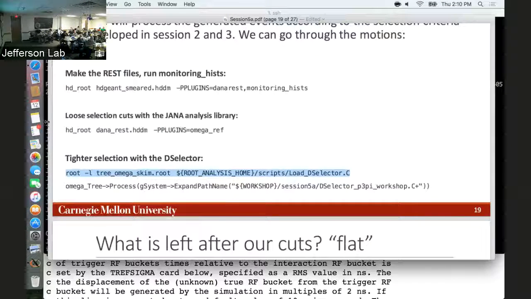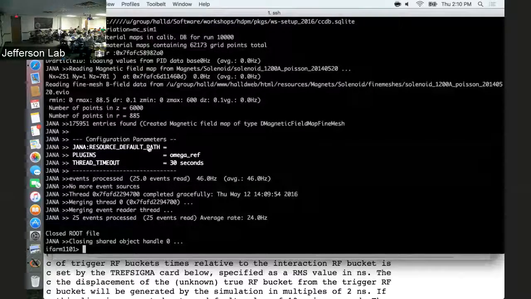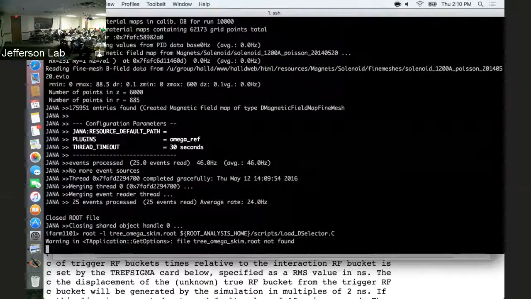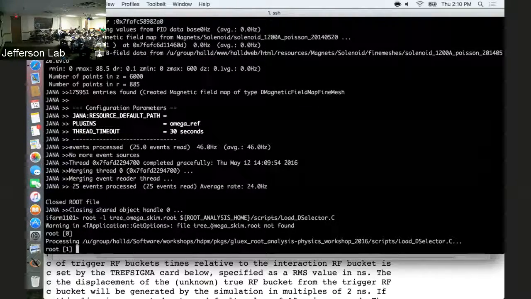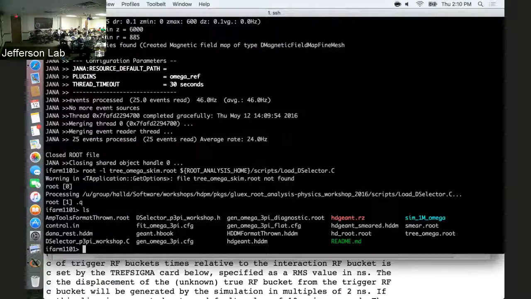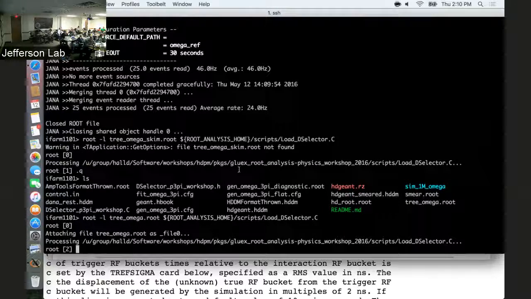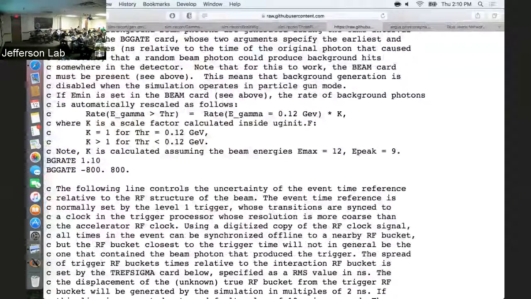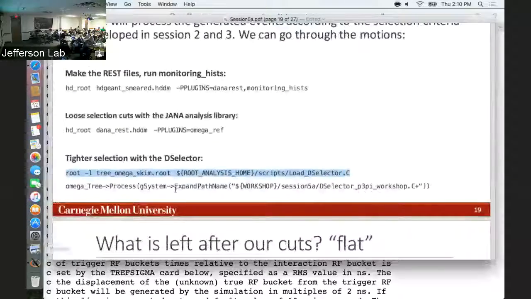I've put a copy into this session that has all of the answers in it, which is pretty much just uncommenting things. Well, that's a shame. We're missing a file here. It's supposed to be a tree Omega. Okay, so now we've loaded the deselector library and the file that we want to run over. And then we just process it with our deselector.